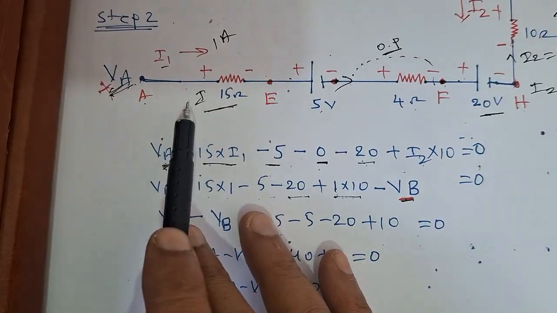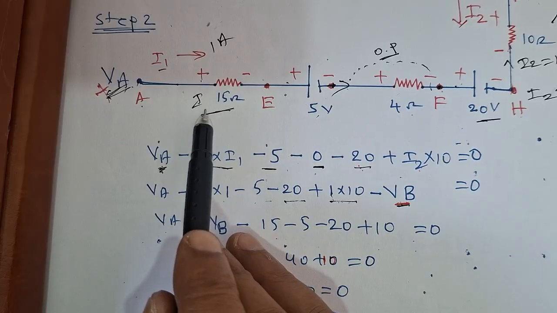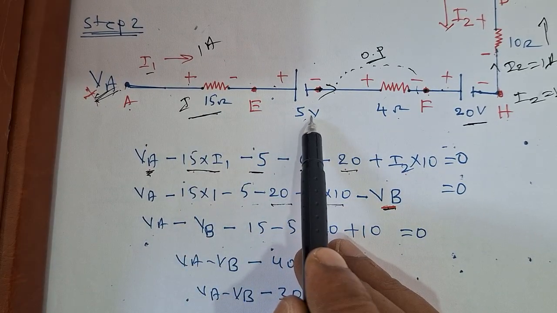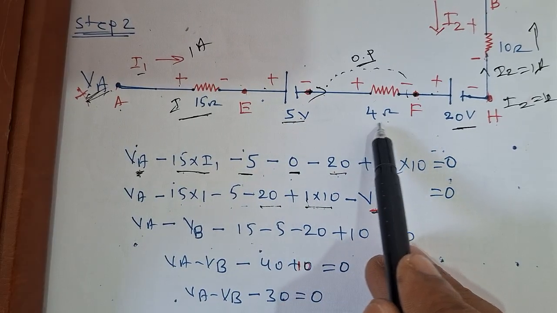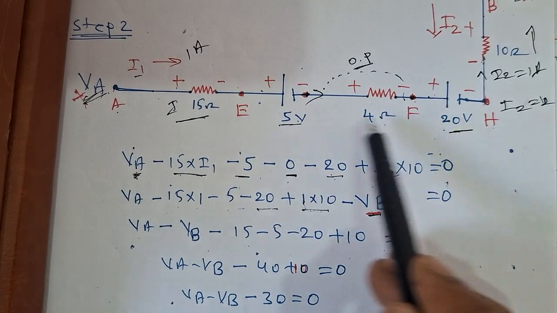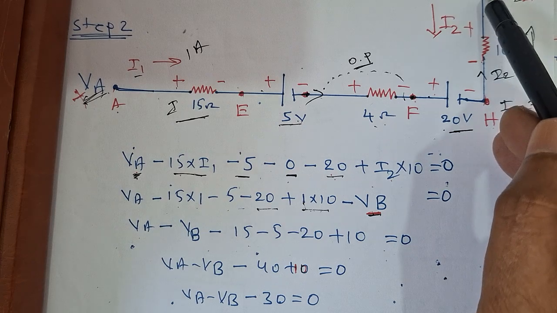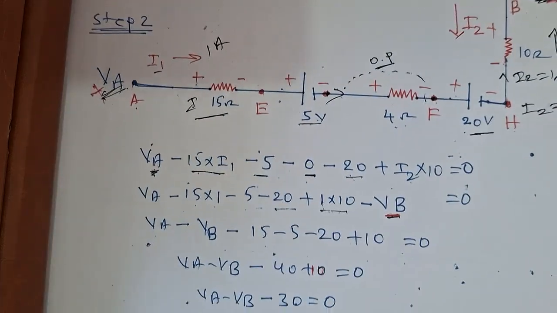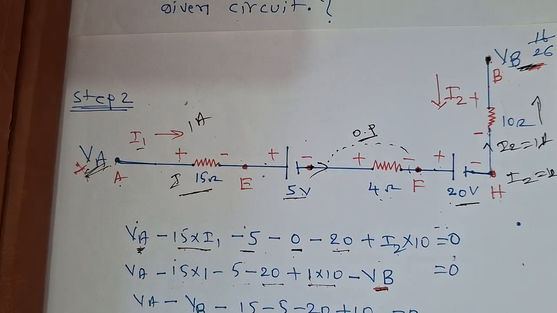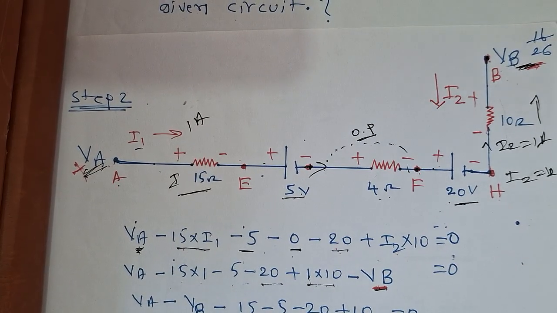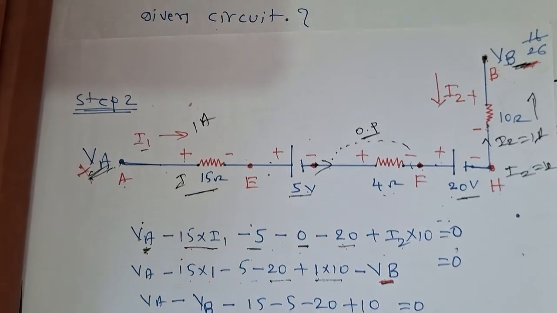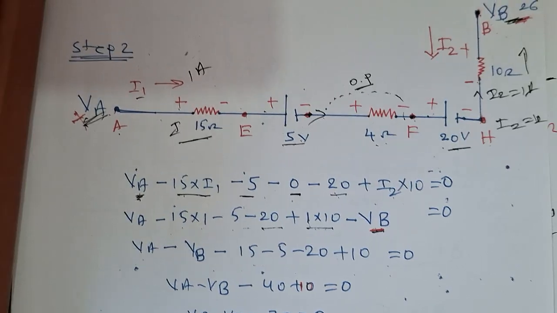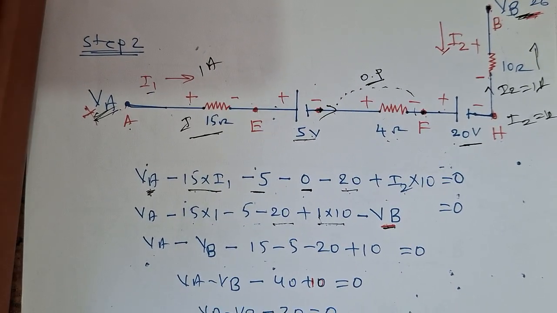VA, and I1 is coming, and this I1 is flowing like this through the 15 ohm, then this is a 5 volts battery, and this is 4 ohm resistance and 20 volts. Again we are moving till this point B. So this is the circuit diagram for the voltage drop. Now let us see how to apply this Kirchhoff voltage law for this circuit.